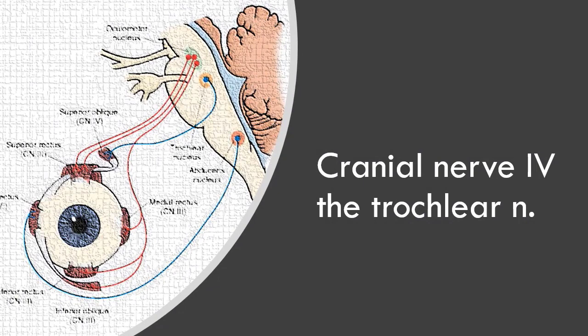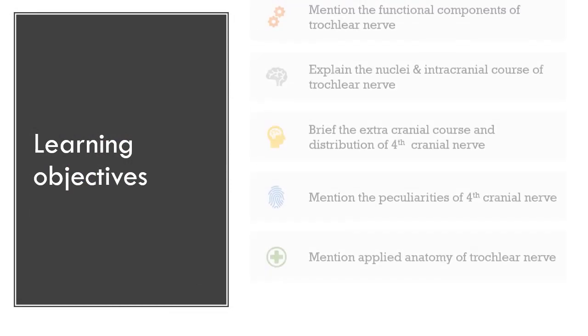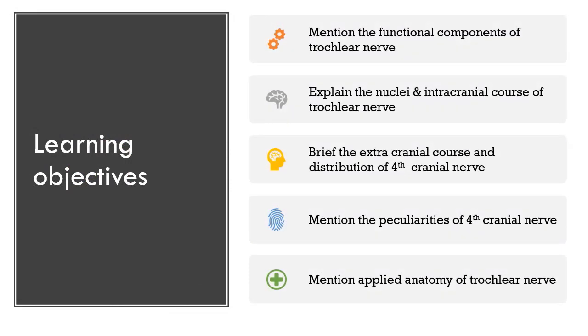Let me discuss cranial nerve number 4, the trochlear nerve. The meaning: pulley. It supplies a muscle, superior oblique, which hooks around the pulley and changes its direction. Learning objectives for the trochlear nerve are mentioning the functional components, explaining the nuclei and intracranial course, extracranial course, branches and distribution, mentioning the peculiarities of the trochlear nerve, and a few related applied anatomical aspects.